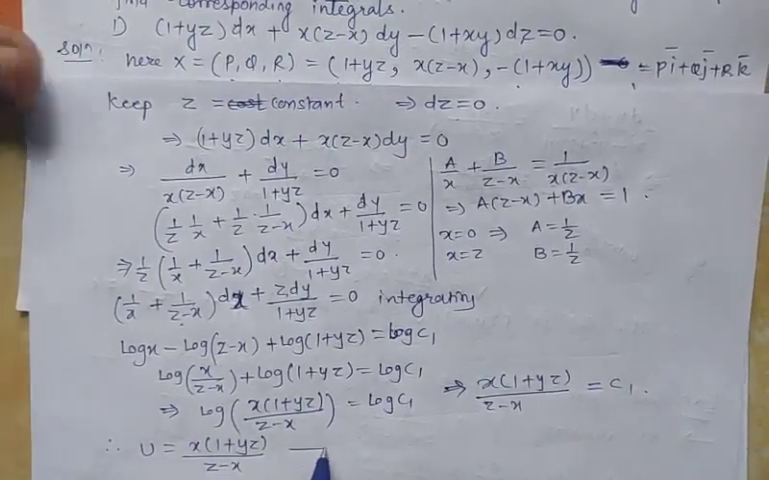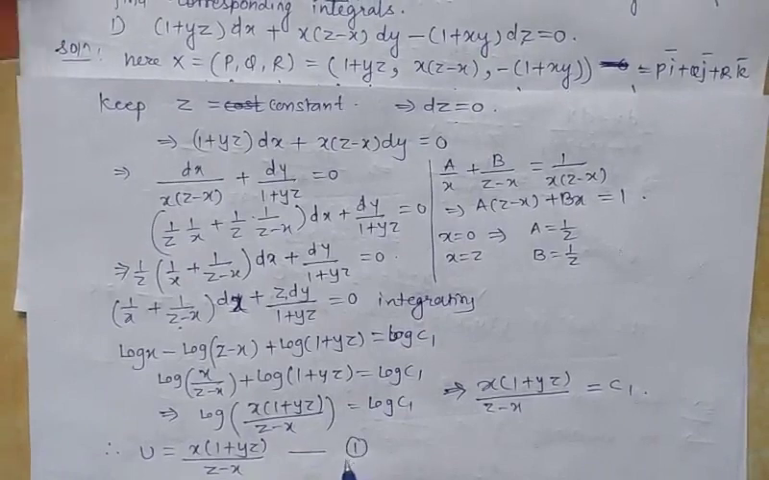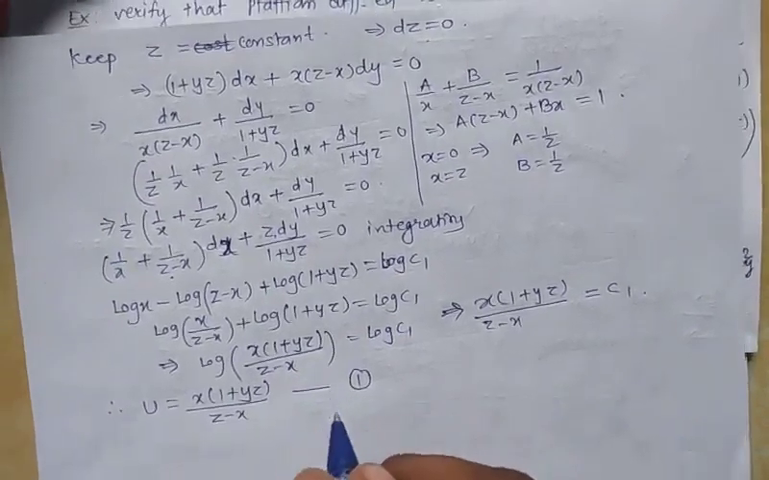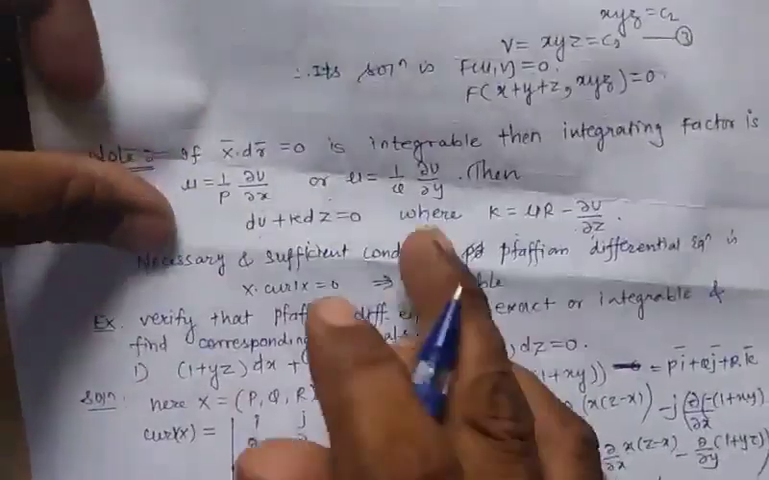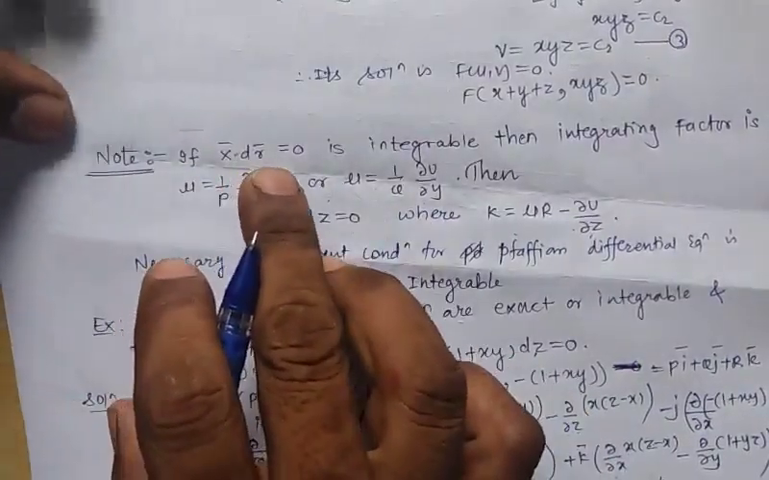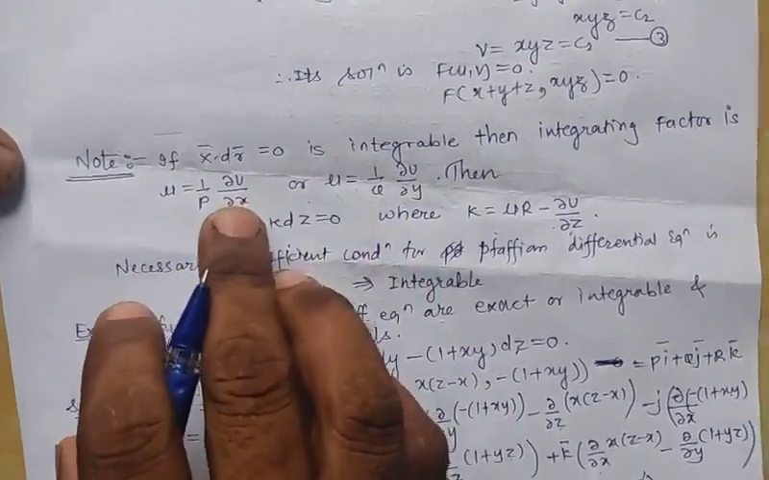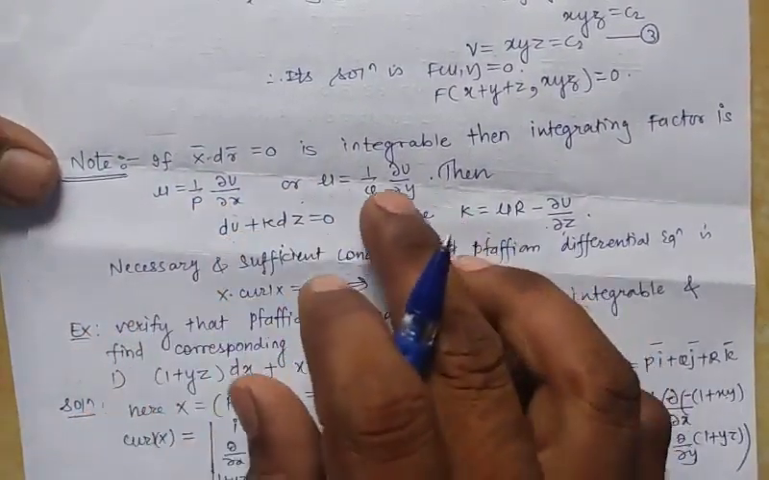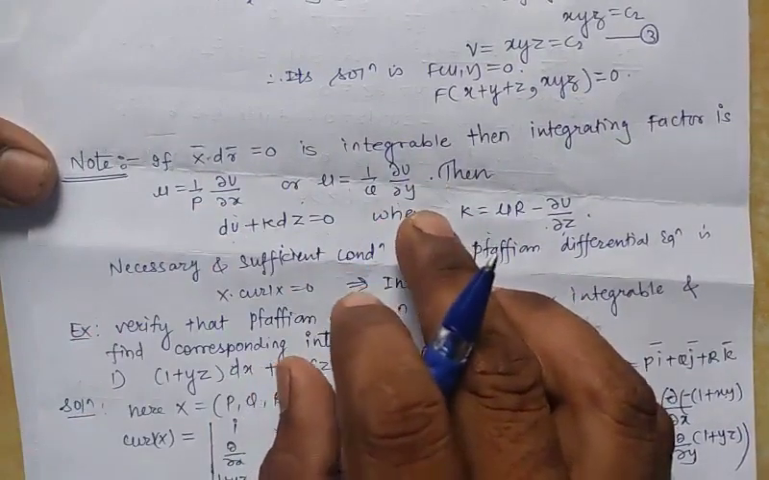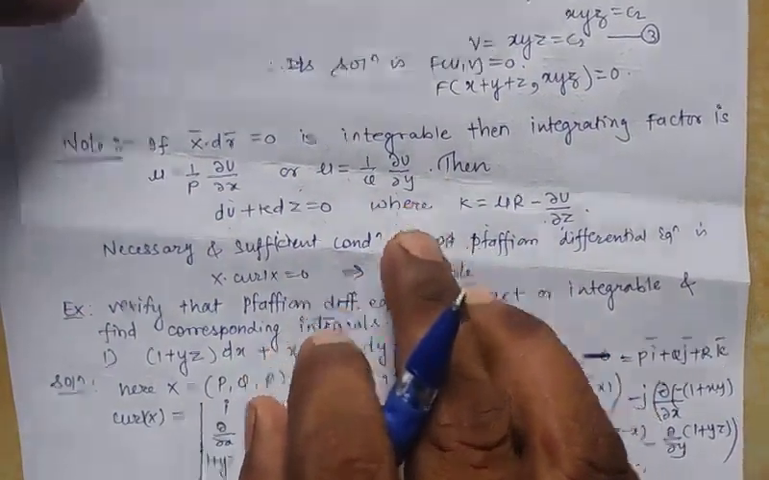So this is equation number 1. Now next find out its integrating factor. So how do we find the integrating factor? If X bar dot dr bar is integrable, then its integrating factor will be either 1 upon P into du by dx, or 1 upon Q into du by dy. Okay.